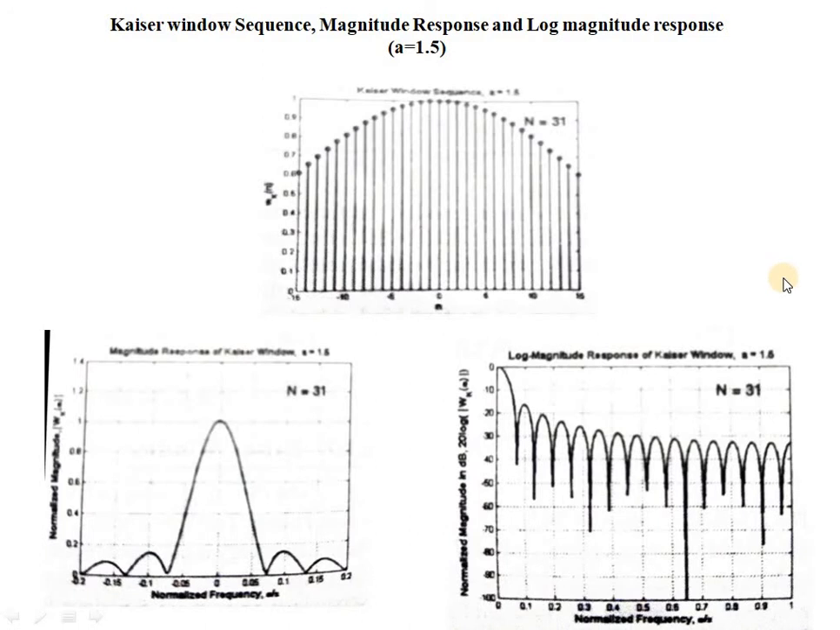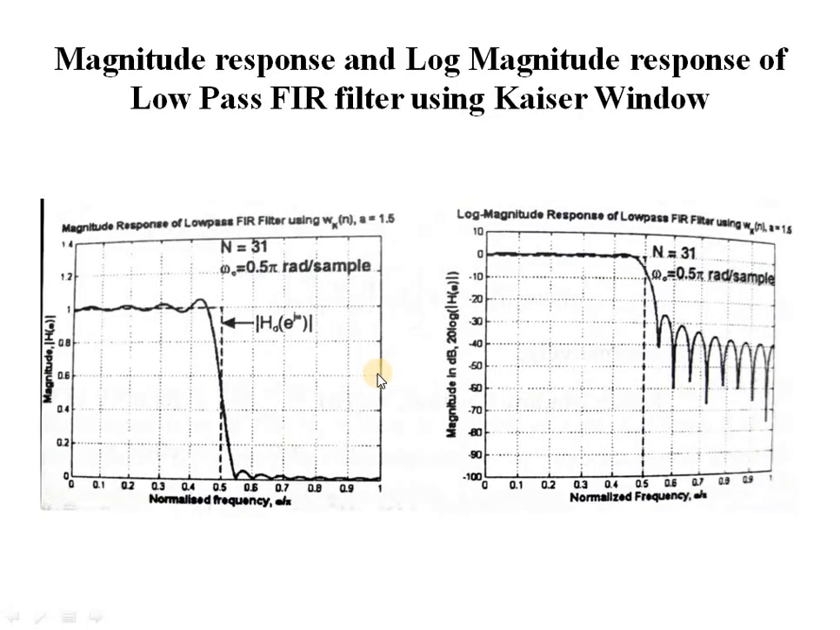The width of the main lobe can always be reduced by increasing the length of the windowing sequence. Whenever we design a low pass filter using the Kaiser window, the stop band attenuation generally increases with the increase in the value of a. So this is another observation that we need to take note of.